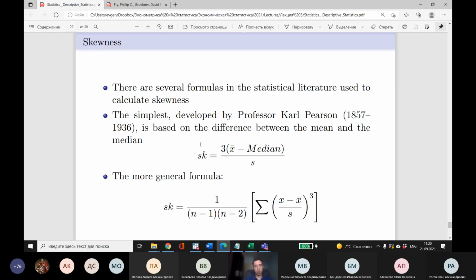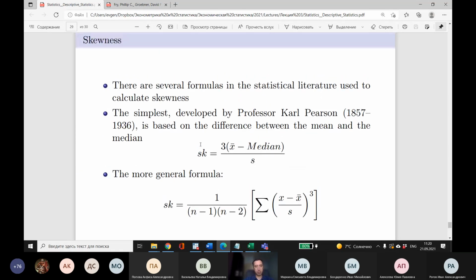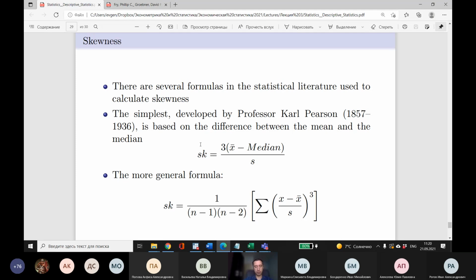And that's it. Well, how to check whether our data is skewed or not skewed? There is a benchmark value, and this benchmark value is 0. If our data is different from 0, it means that the distribution is skewed.